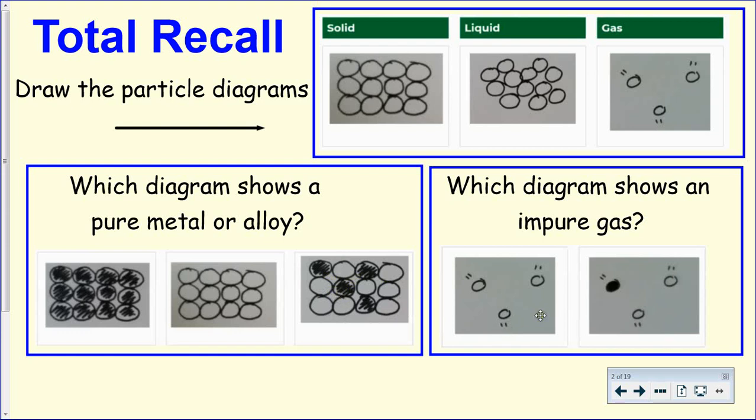And then we've got the diagram that shows an impure gas. Well, we know that a pure gas would mean that the particles are all the same, so it's only made up of one type of gas. But actually, the impure gas means it's got one or more types of particles in it. So the one with the black particle as well as the white particles in that diagram shows that it's an impure gas.